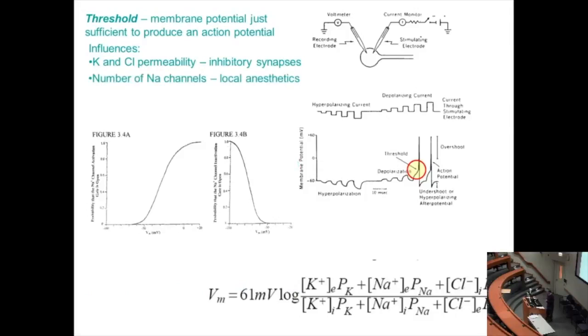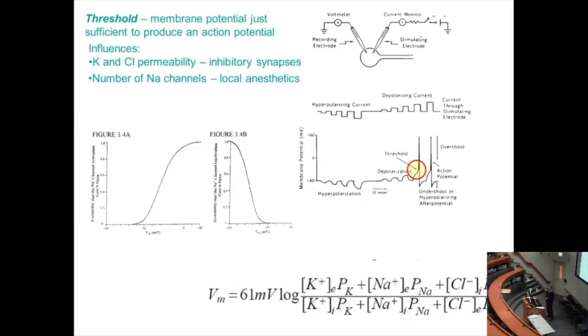The number of sodium channels. If you have fewer sodium channels, then it makes it very hard to generate an action potential, and you have to depolarize the membrane more and open more of the sodium channels that are available in order to generate an action potential. If you have a bunch of sodium channels that are blocked by, say, a local anesthetic. So if I block a bunch of sodium channels, they can't open.